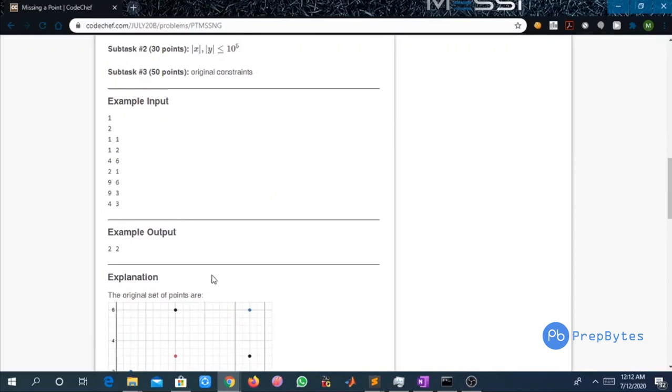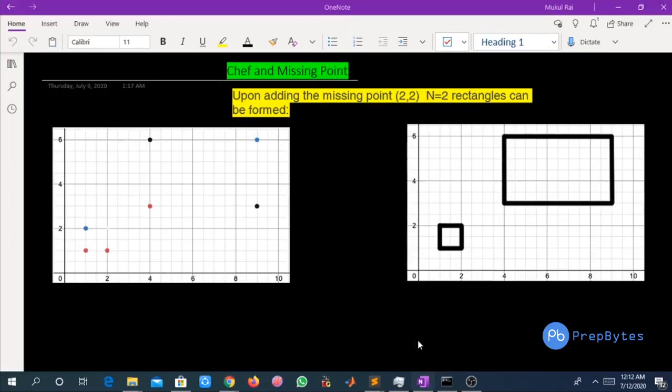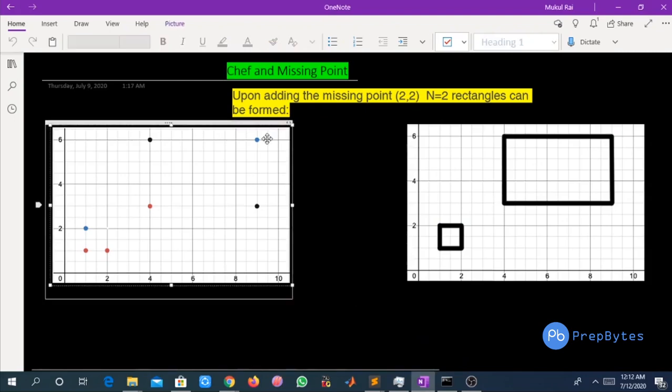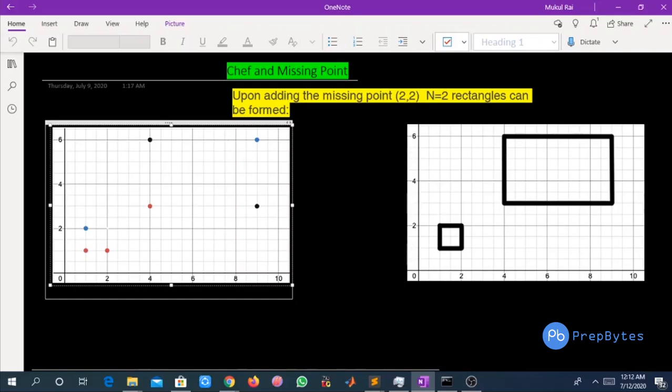So let us try to understand this image and see what the missing point is for this test case, right? For the given input, these are the 7 points which are given to us. You can clearly see that these 4 points are forming a rectangle, and for this rectangle the point (2, 2) is missing, right? So (2, 2) is going to be the answer for this test case, because (2, 2) is the missing point for this rectangle, right?